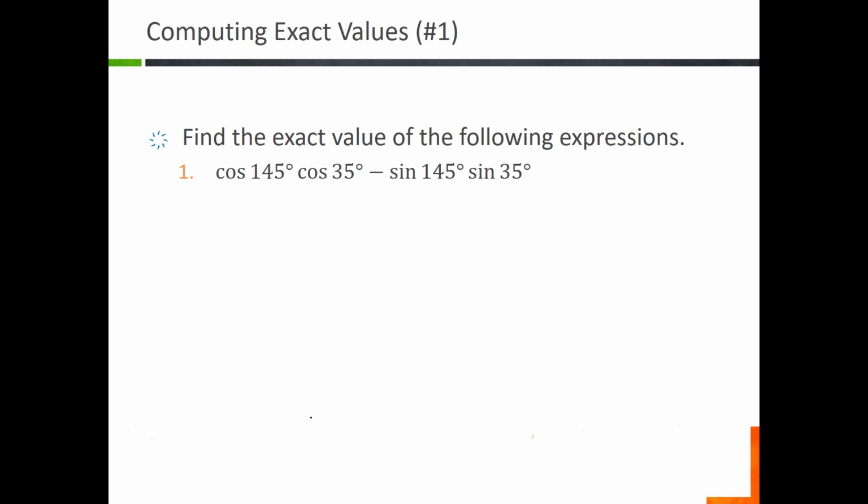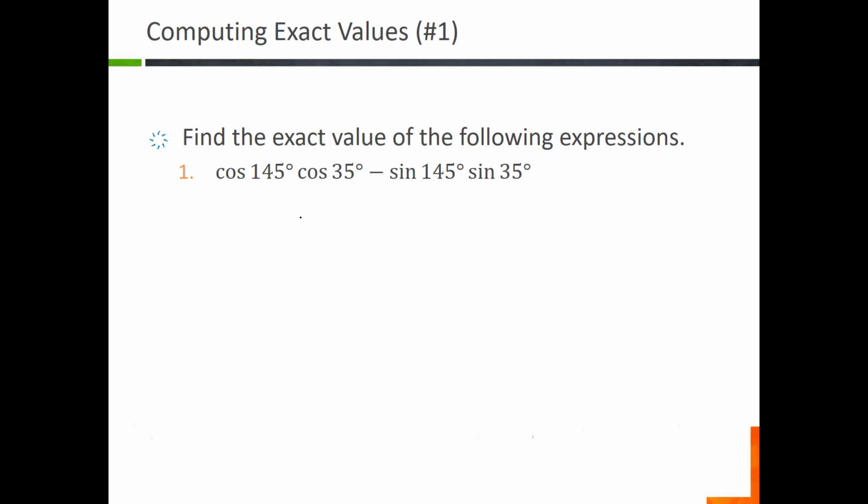All right, let's look at another example of simplifying expressions and computing values. Say we had the expression cosine of 145 degrees times the cosine of 35 degrees minus the sine of 145 degrees times the sine of 35 degrees. Again, I don't know what 145 degrees is, and same with 35. Those are not unit circle numbers, so I can't just directly compute this exactly.